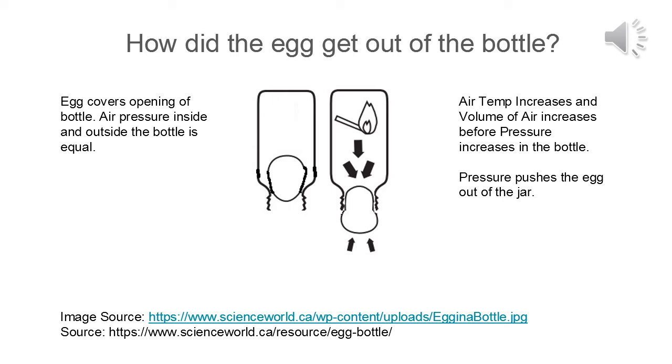While this is happening, we can see that the volume of air also increases, and as the egg is moving towards the opening, the volume of air inside the bottle is increasing as well. Every time the egg moves, the volume increases, so the pressure inside the bottle must decrease, but as the air temperature keeps increasing, this will keep increasing the pressure until the egg is completely pushed out, and then the pressure will be the same inside the bottle as it is outside the bottle.